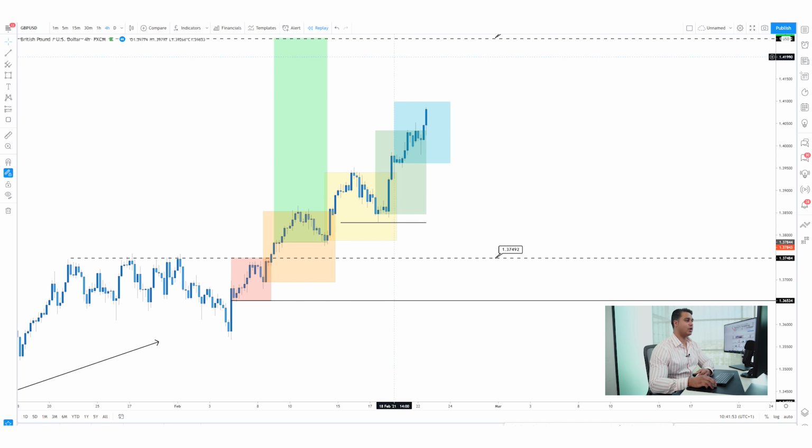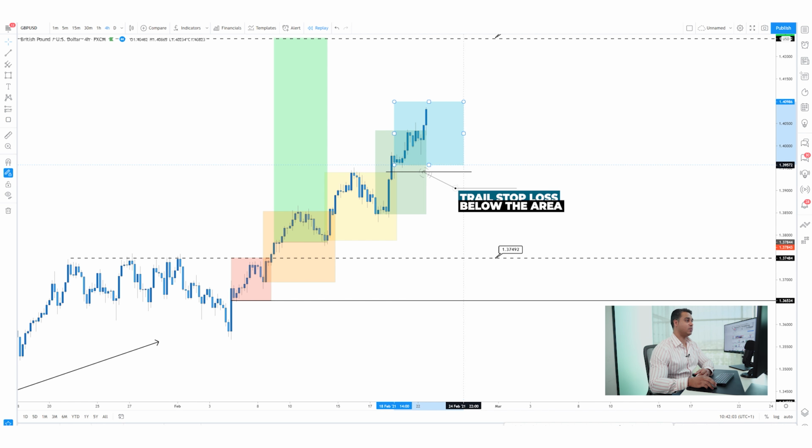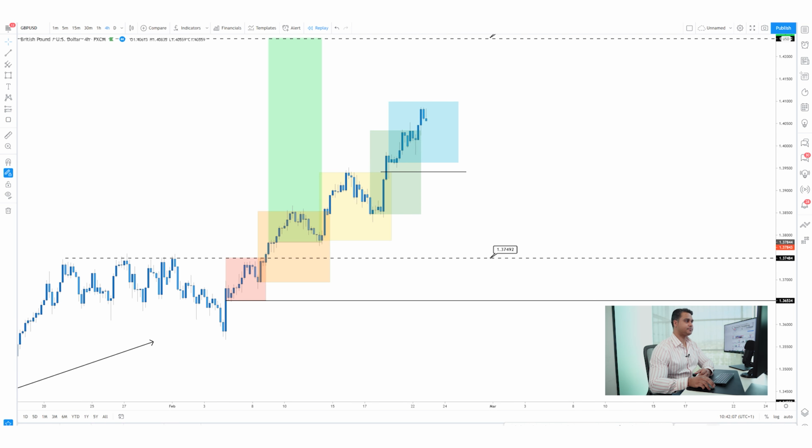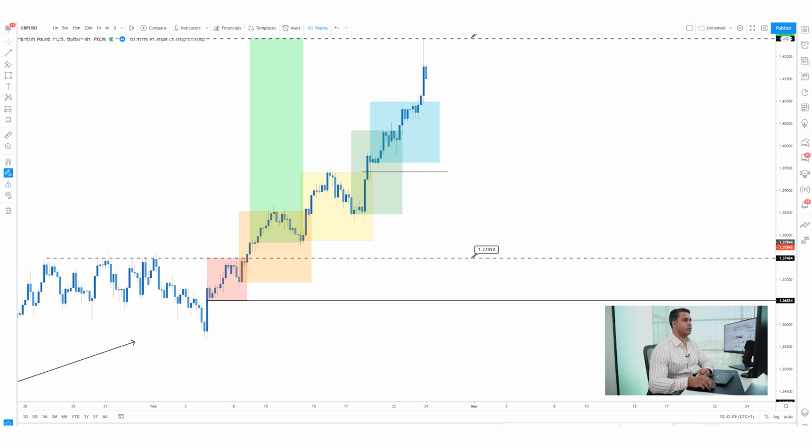Okay, now what can we do in an instance like this? Well, we can trail our stop loss again below the box. As long as price stays above the higher low and within this box, then we're still good for buys. Let's continue to see what happens here. And there you have it. We have our take profit.